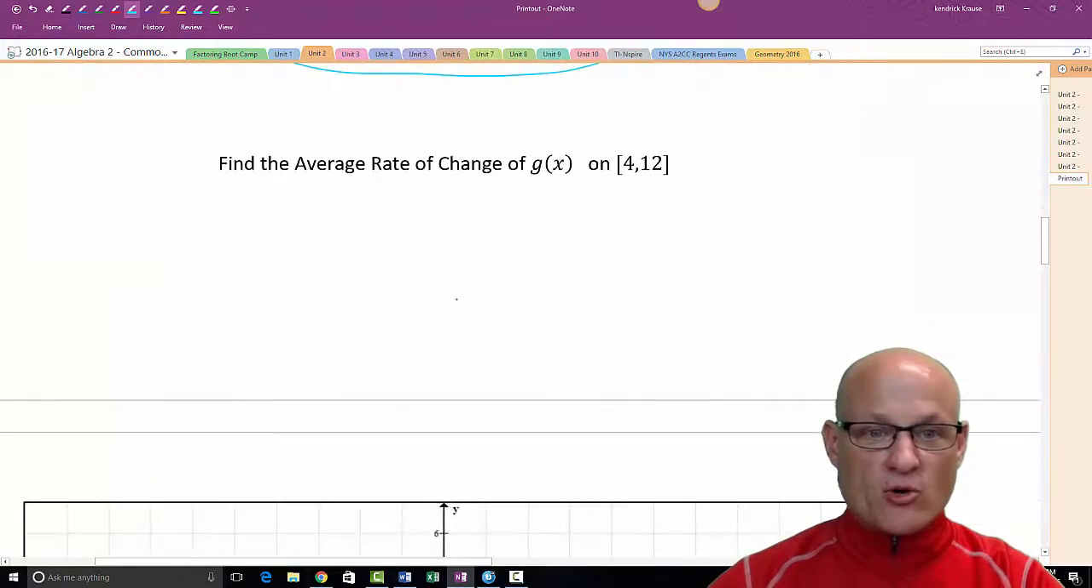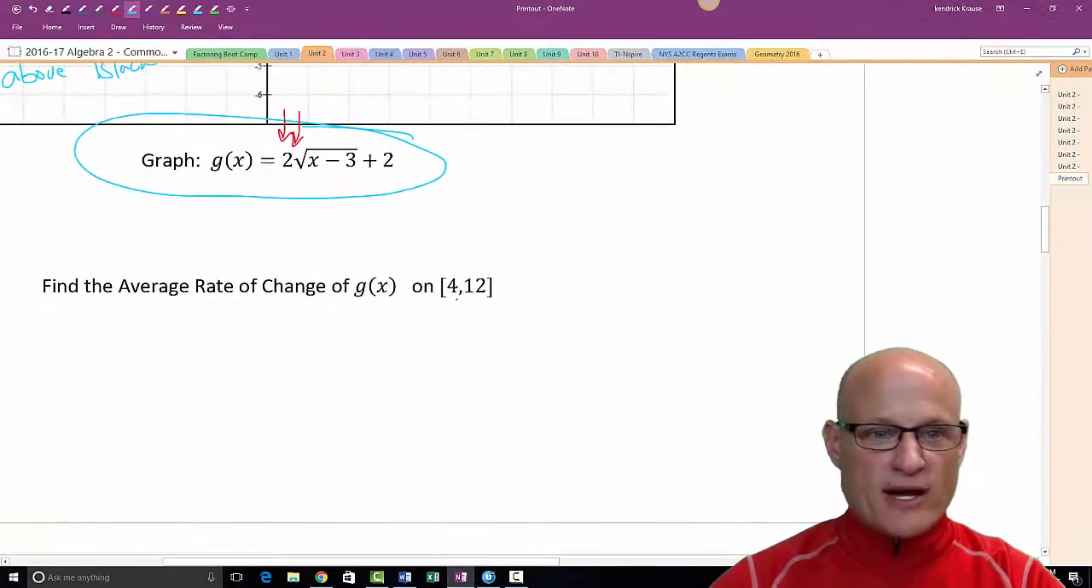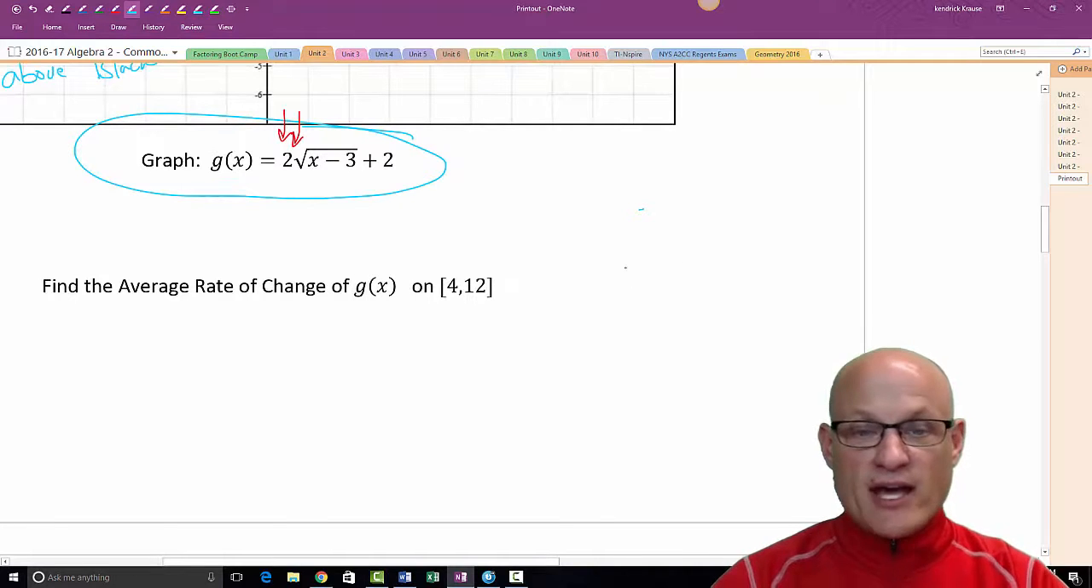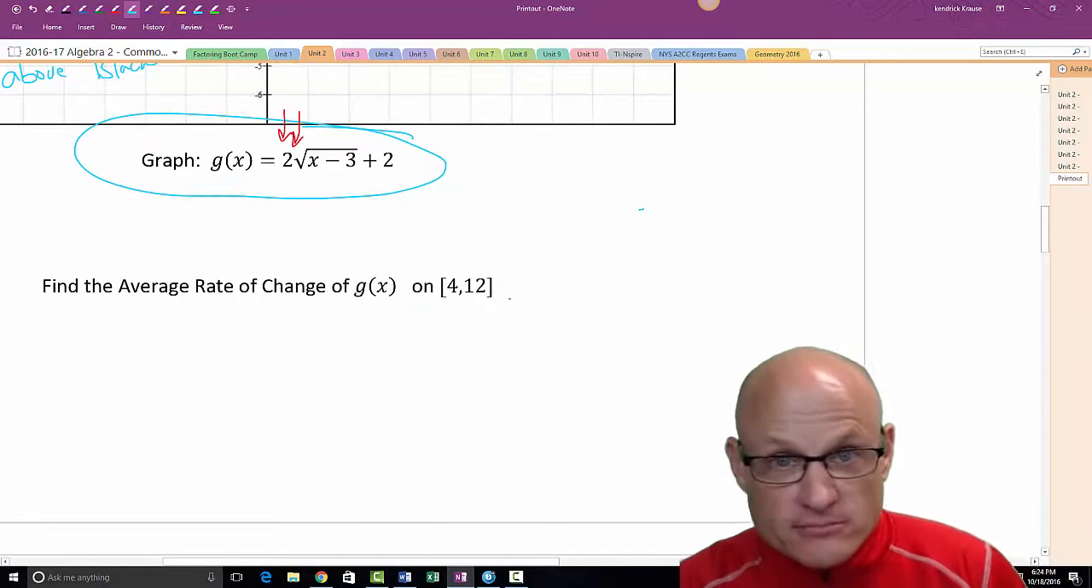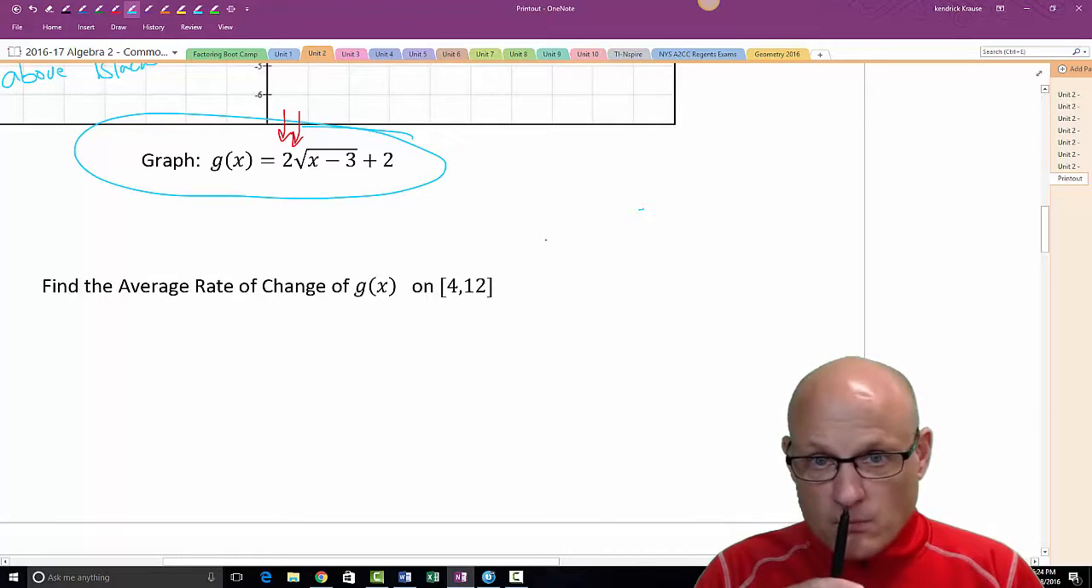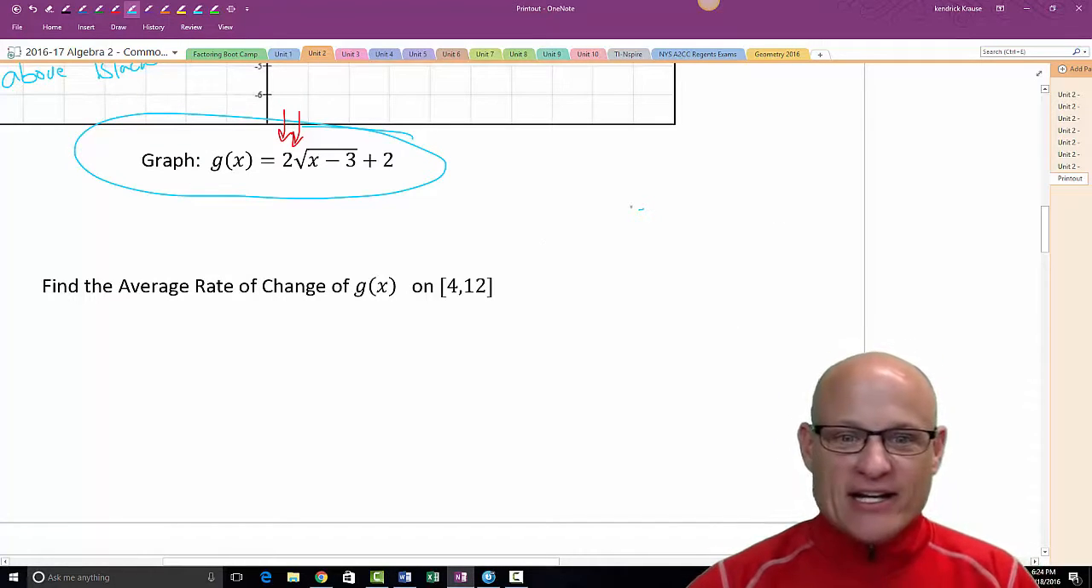All right, here's another one. Average rate of change of g of x. Let's try to practice this again. So if you haven't done this, try it. Pause it. Hey, you're back. All right, let's do this.